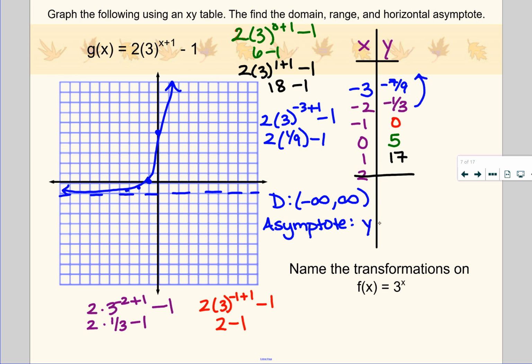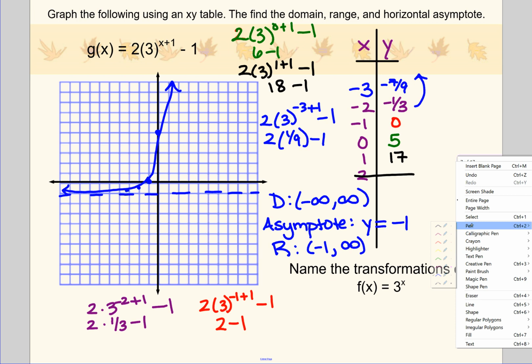Don't forget a y equals in front of these because they are a horizontal asymptote. And then once you know that, you can say your range is, in this case, -1 with a parentheses all the way to infinity.